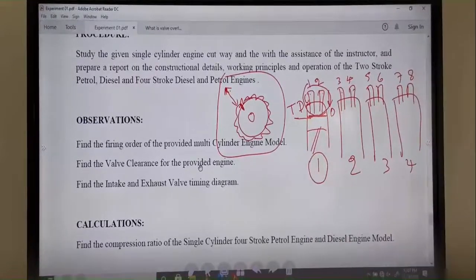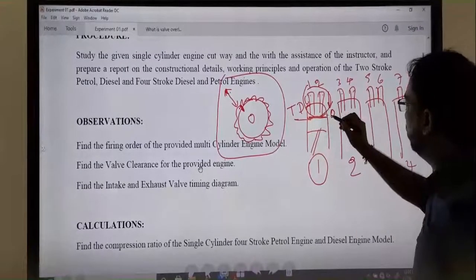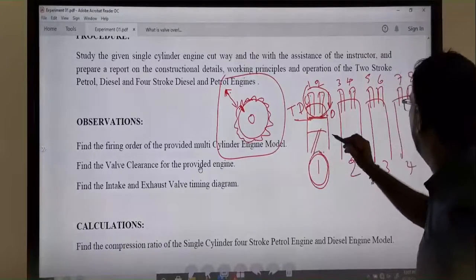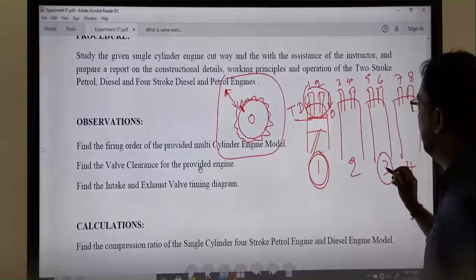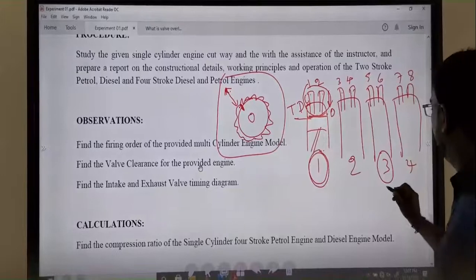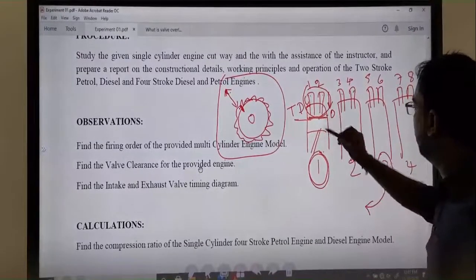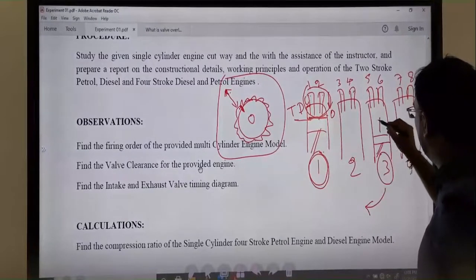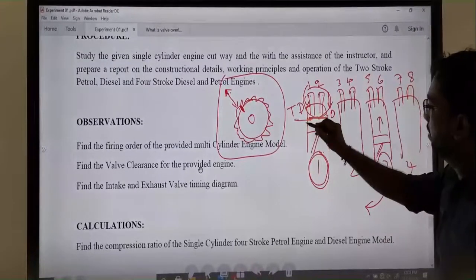Then we can identify this is the first stop. So we can know the third cylinder comes to the intake suction stroke next. So we can find this is the intake procedure. Then this comes to exhaust, the previous procedure of this process.